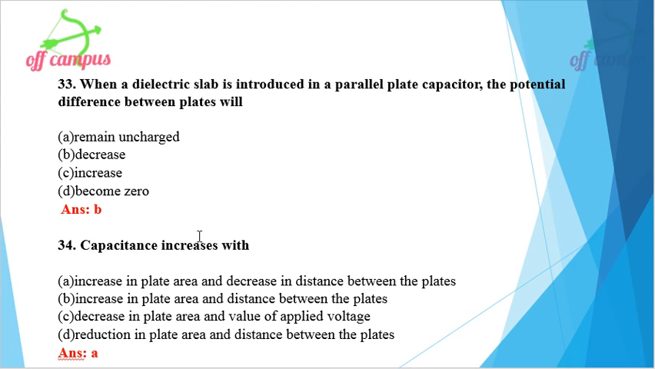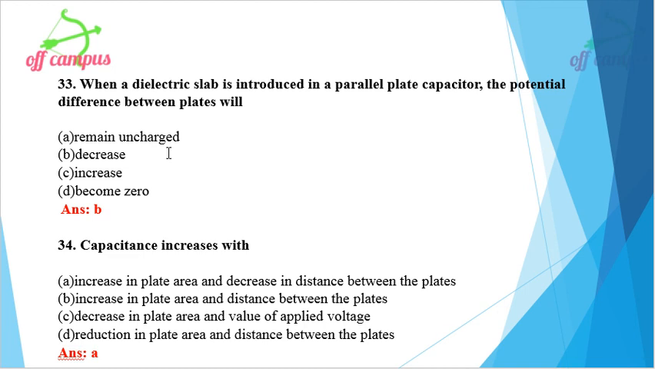When a dielectric slab is introduced in a parallel plate capacitor, the potential difference between the plates will decrease. Option B, decrease, is the right option.